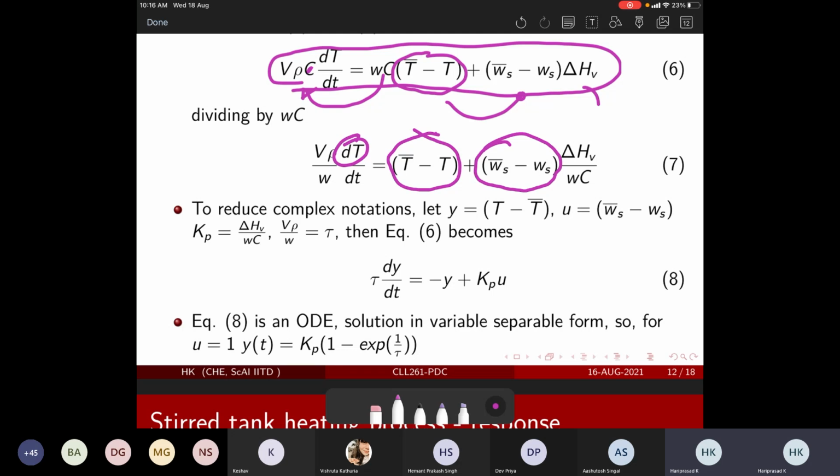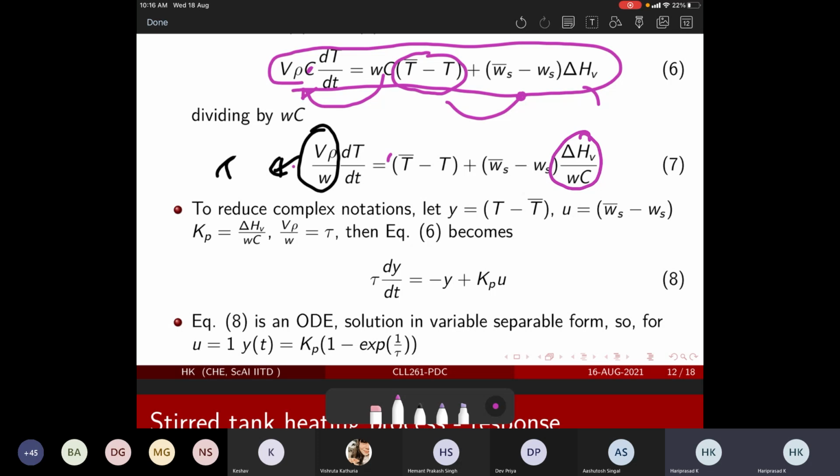So we can suitably rewrite V rho by dt. Let's assume that these are all constants, because V, rho and W are all constants. I will call them tau. And delta H by Wc is also a constant. I'll call it Kp, because delta H, W and C you will generally obtain from the tables.